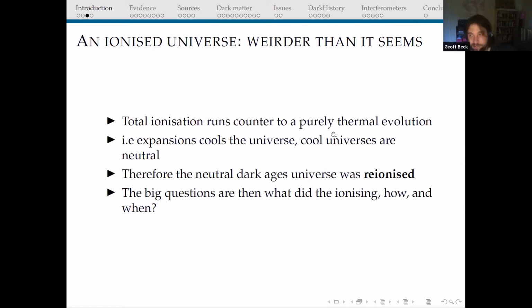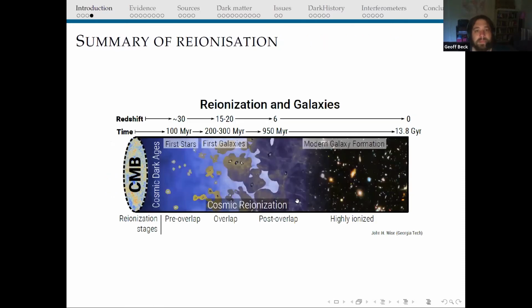Now, the big questions that come along with this are what kind of stuff does the ionizing, over what kind of period does it happen, and what are the mechanisms that allow this to proceed? The summary diagram that's usually presented for reionization is something like this. We have the formation of the CMB at about redshift 1000. Then after a very long period of cosmic dark ages, this ends with the formation of the first stars.